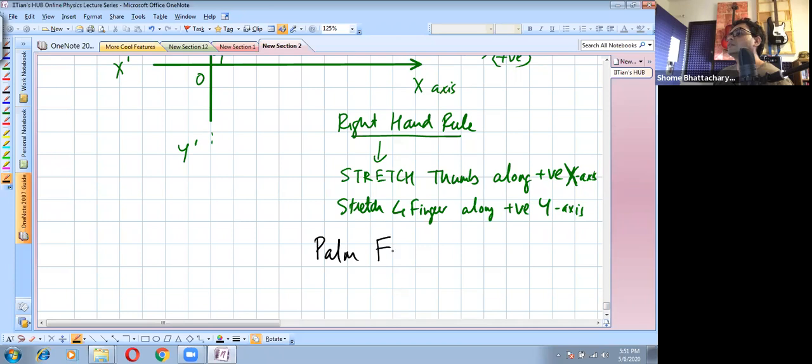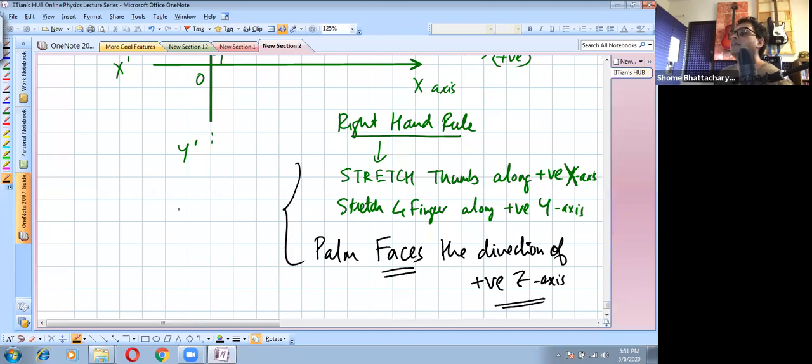faces, okay, your palm faces the direction of the positive z-axis. But remember to do this with your right hand. Okay. Very important, especially for lefties. If you do the same exercise with your left hand, ulta ho jayega. Okay. I'll just repeat it for you and show you.